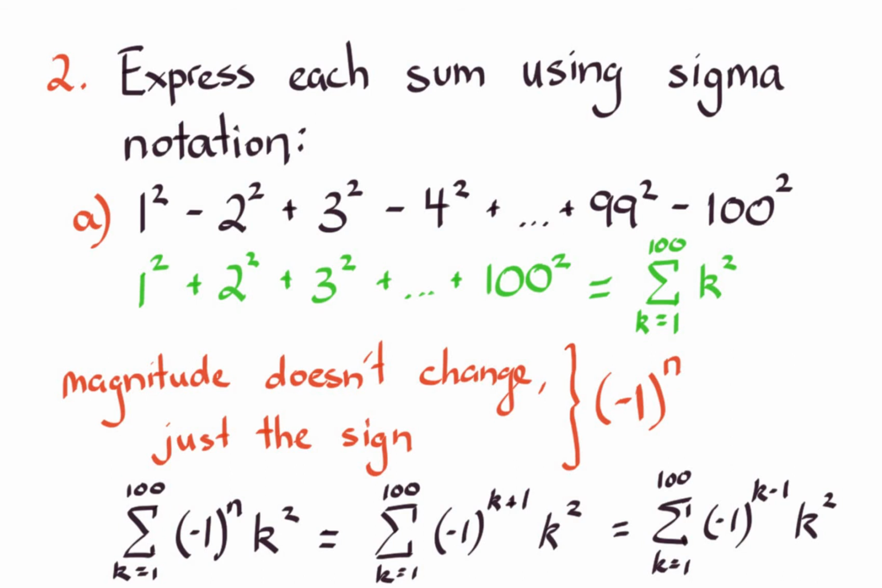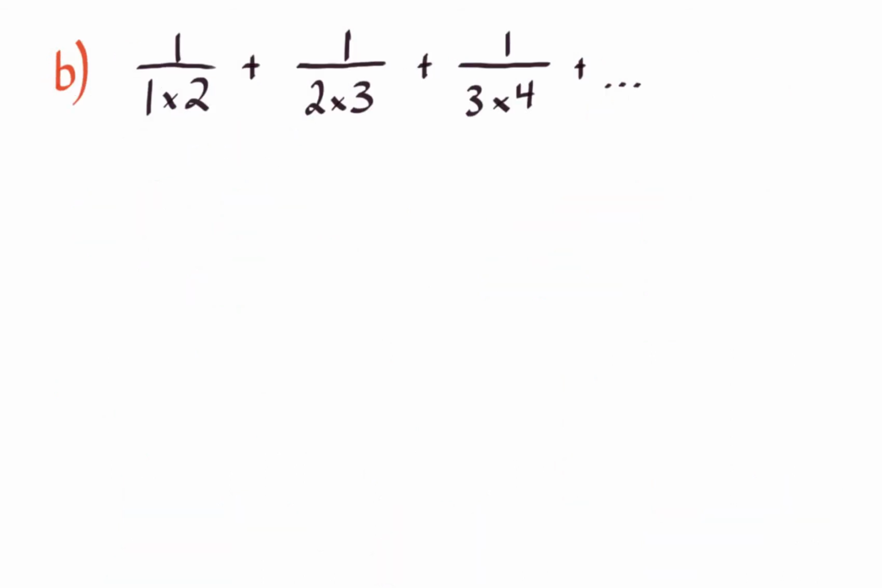Okay, part B. We have 1 over 1 times 2 plus 1 over 2 times 3 plus 1 over 3 times 4, and then it just continues off with no final term given. So let's address that first. That's telling us that this is a series or a sum that goes to infinity. So when we write in our endpoint for our sigma notation, it's just going to be infinity.